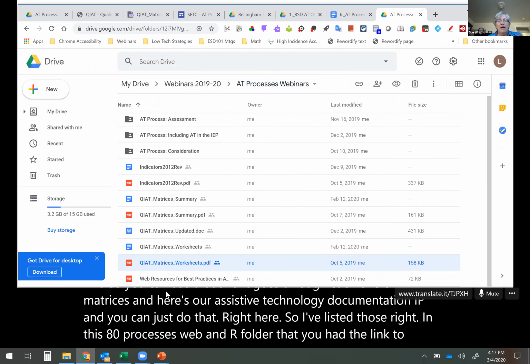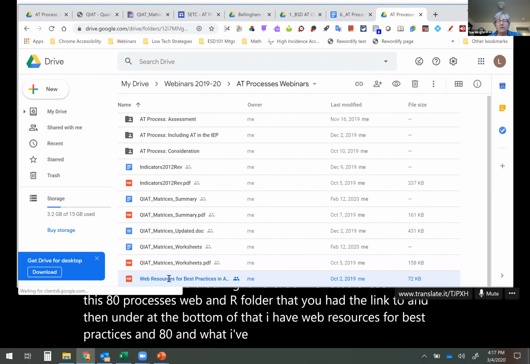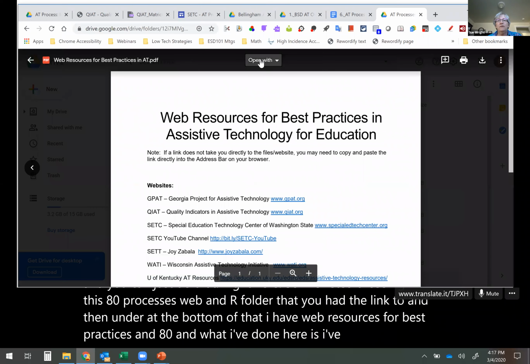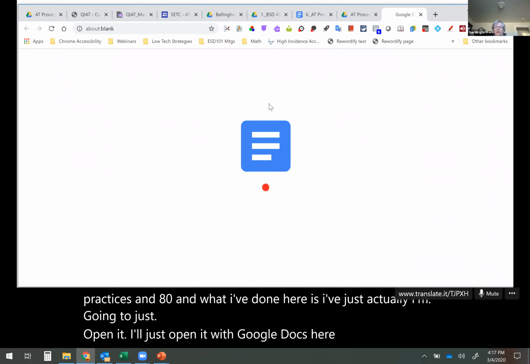And then at the bottom of that, I have web resources for best practices in AT. And what I've done here is, actually, I'm going to just open it with Google Docs here so I can make it a little bigger.